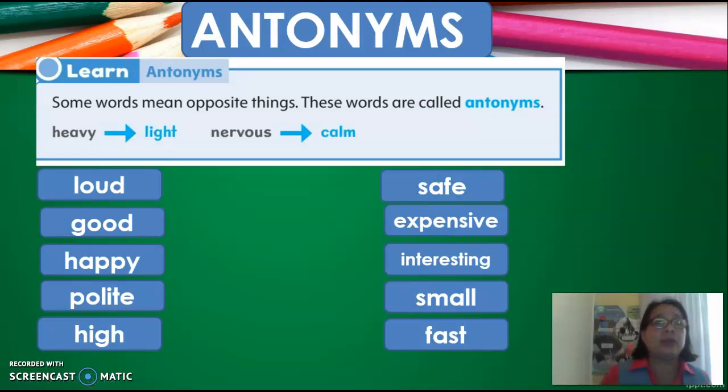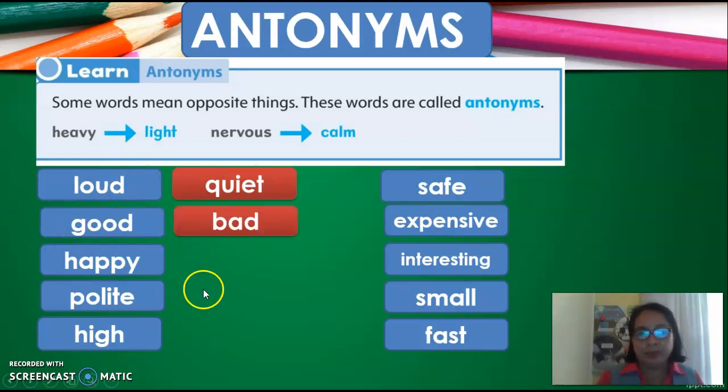What is an antonym? Antonyms are words that mean the opposite, okay? These words are called antonyms. For example, we have loud. What is the opposite of loud? The opposite of loud is quiet or low, okay? Quiet or low. Good. The opposite of good is bad.